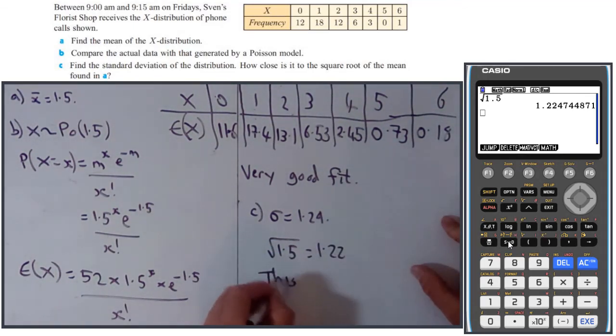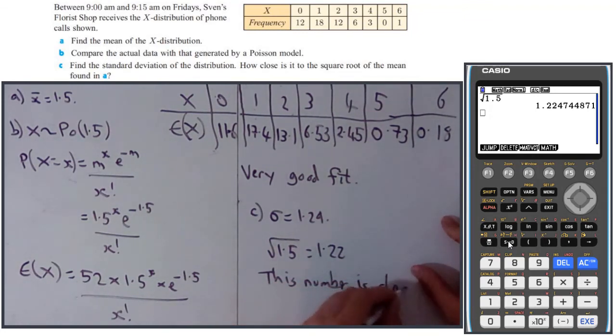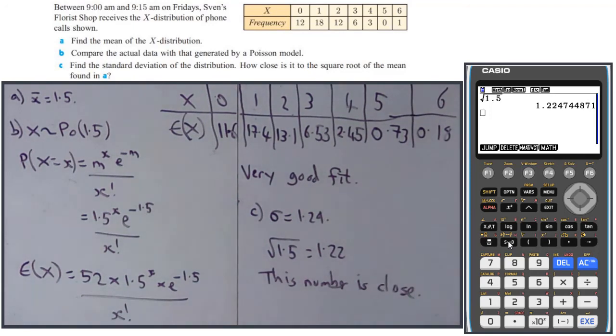This is close. So overall, it looks like if Sven was interested, he could potentially apply a Poisson model to do his predictions going forward. It may well be a very good solution to fit.